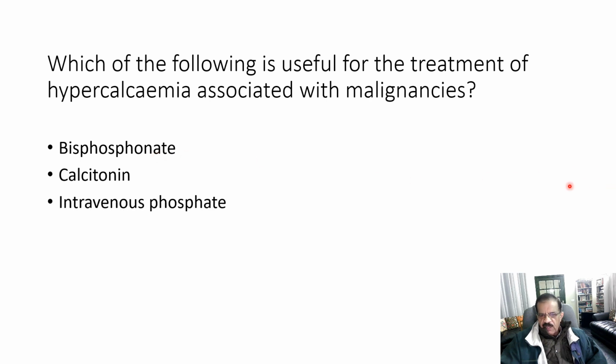Intravenous phosphate can immediately bind with calcium and make a precipitate, and it lowers serum calcium rather quickly. Forced diuresis, that means intravenous saline is given and furosemide is given to remove the extra fluid we're giving. This is called forced diuresis. All are true.